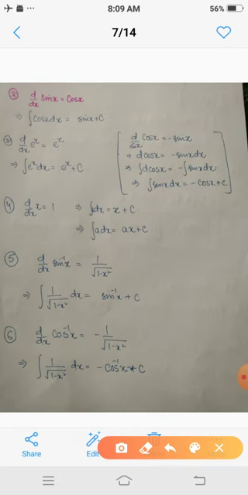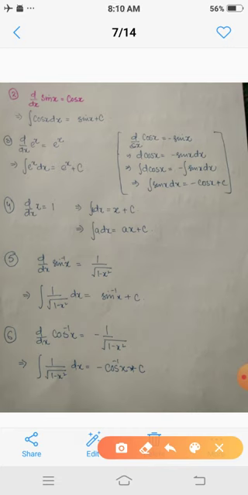Dear students, yesterday we discussed how to find the indefinite integral of x raised to power n with respect to x by the definition method. Now today we shall discuss the indefinite integrals of some standard functions. We will start with trigonometric functions.